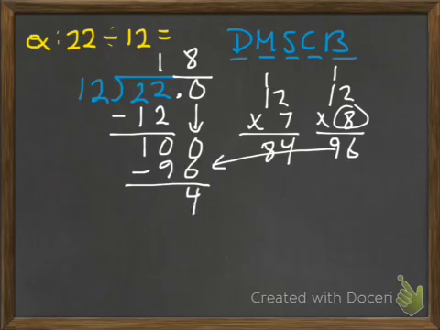Okay? Well, I'm not done yet, am I? Nope. So I'm going to change colors here. I'm going to add another 0, bring it down. How many times does 12 go into 40? That one's a little easier. 12 times 3 would give me 36. So divide, multiply, subtract, and I get 4.